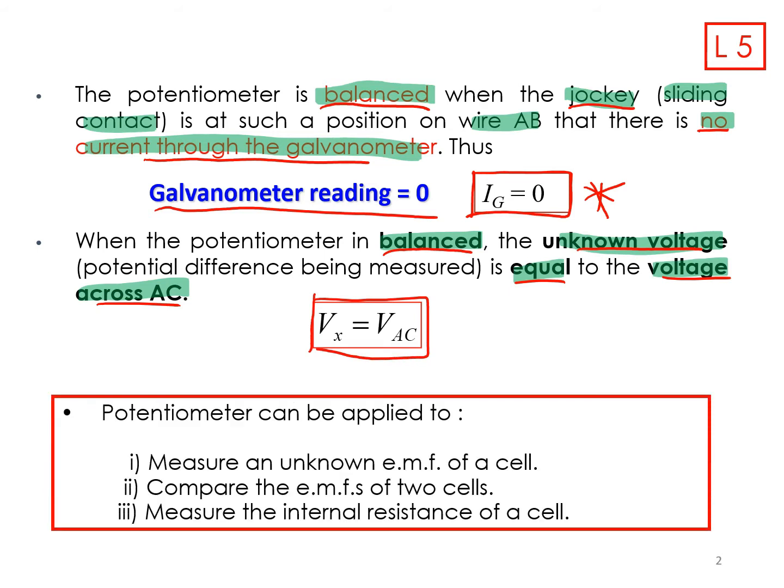And this is the application of potentiometer. Potentiometer can be applied to, first, measure unknown EMF of a cell. Second, compare the EMFs of two cells. Number 3, measure the internal resistance of a cell. So we have 3 applications and we will discuss all these 3 cases.